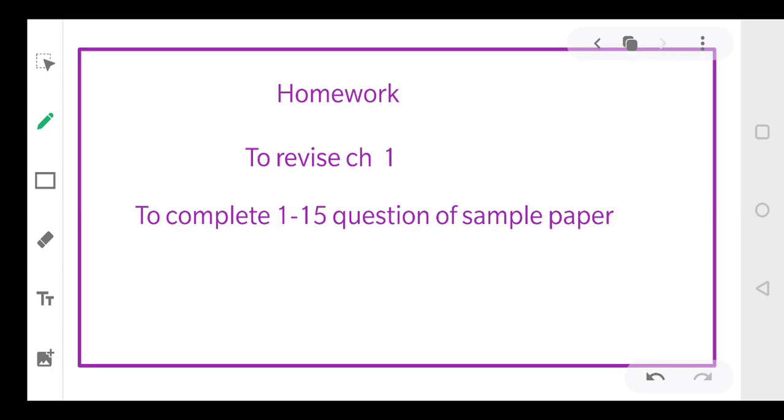Yes. So first of all, you will revise this much of the topic, right? You will revise the questions related with this. And secondly, today I'll be posting your sample paper. So you will complete first 15 questions. Okay, dear students, first 10 questions are MCQs, right? So you just have to write A, B, C, D. Okay, everyone? So you will revise this much of the chapter and then you will complete first 15 questions of the sample paper and you will send your work to me.